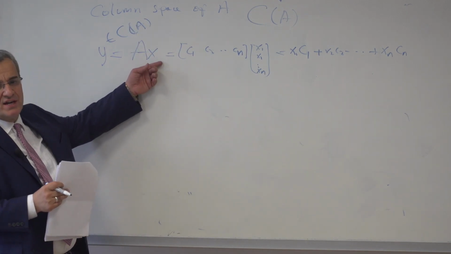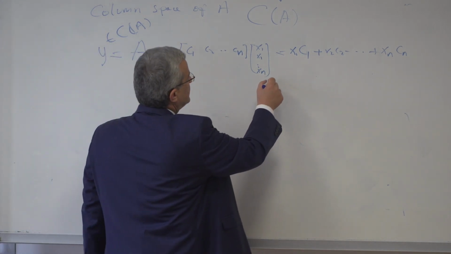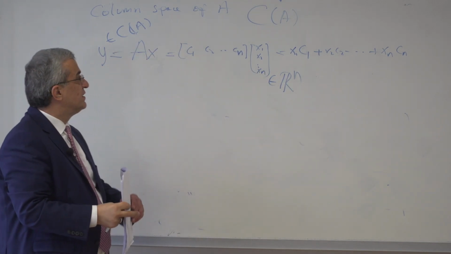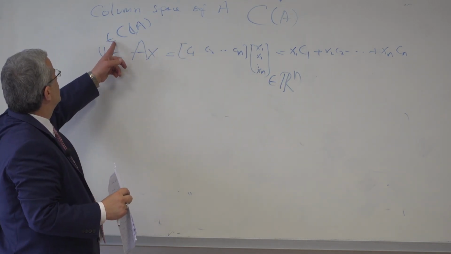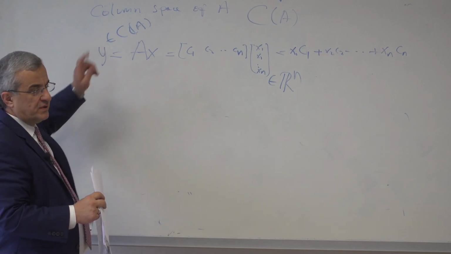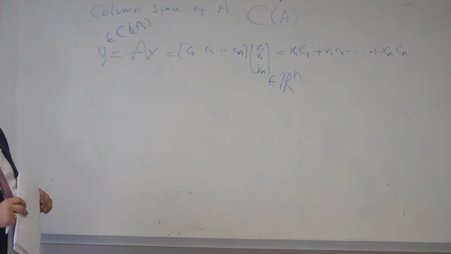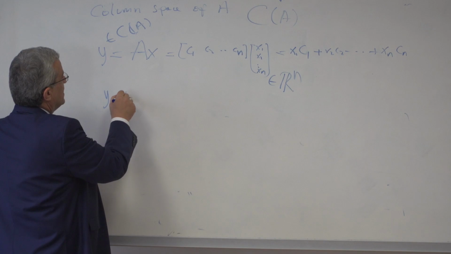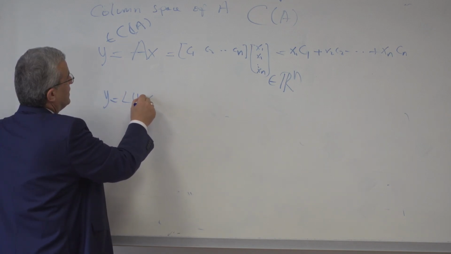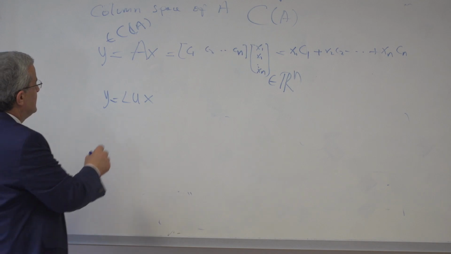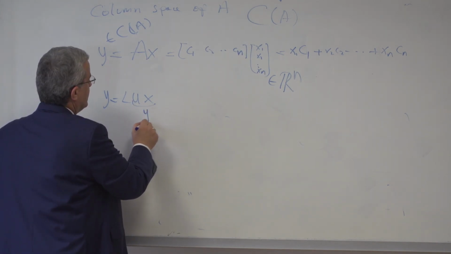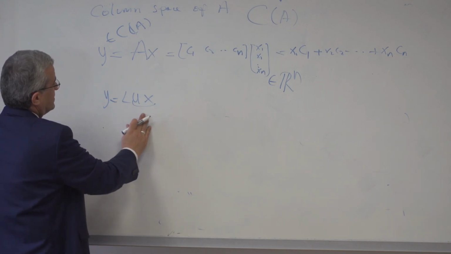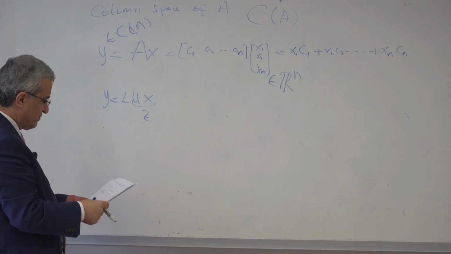You take any x in Rn. This is in the column space of A. Okay? So let's do the same thing. So y equals LUx. Let's call Ux as z. Let me just follow the same terminology.